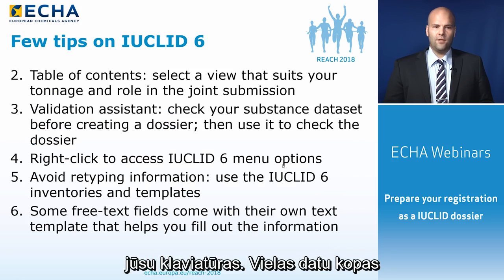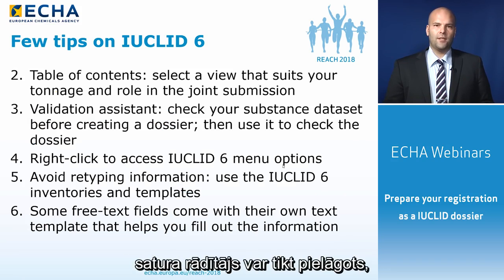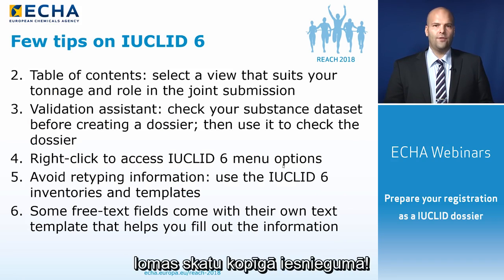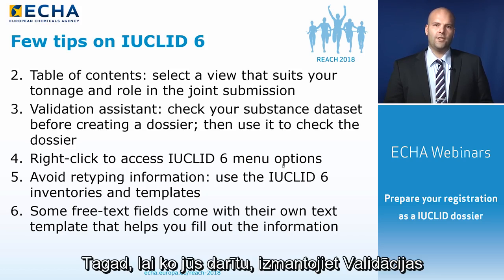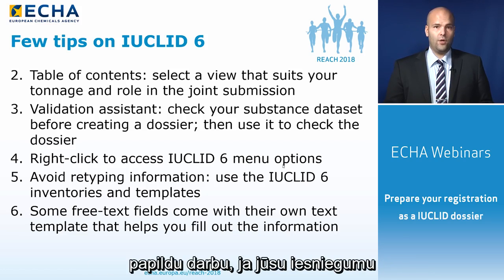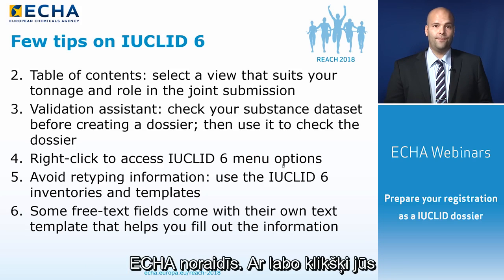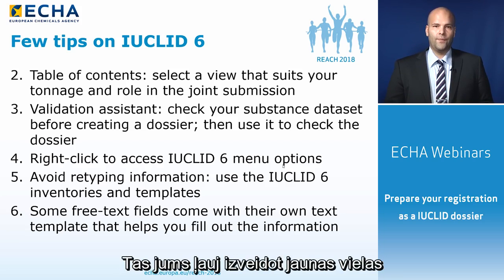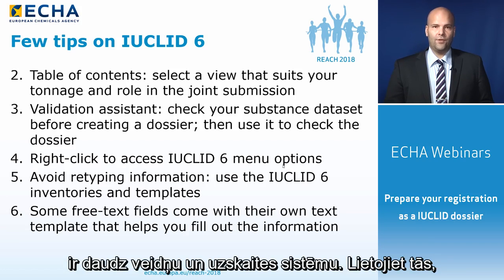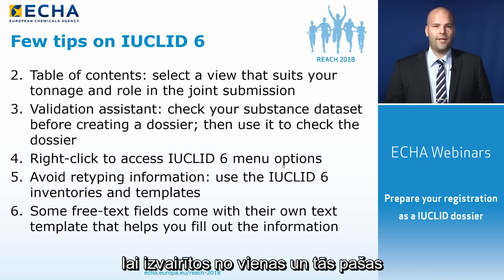The table of contents of the substance dataset can be customized to suit your particular need. Select the view for your tonnage and your role in the joint submission. Now, whatever you do, use the validation assistant to check your dataset and your dossier. It can help you avoid additional work in case your submission is rejected by ECHA. By right-clicking, you can access the menu options in Euclid. This enables you to create new substance datasets or export a dossier. Euclid has many templates and inventories. Use them to avoid entering the same information twice.